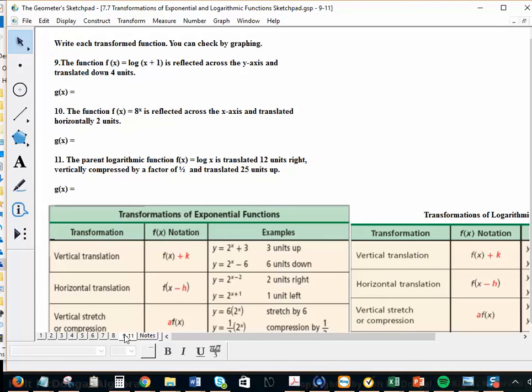Here's another one. And then on 9 through 11, you're going to write the function after it has been transformed. So you'll use these guidelines to change this equation. Start by writing this equation down, and then change it the way they tell you. Like translated down 4 units means subtract 4 at the end. And what does it mean to reflect across the y-axis? So you'll look that up too, and then put the negative where it belongs.